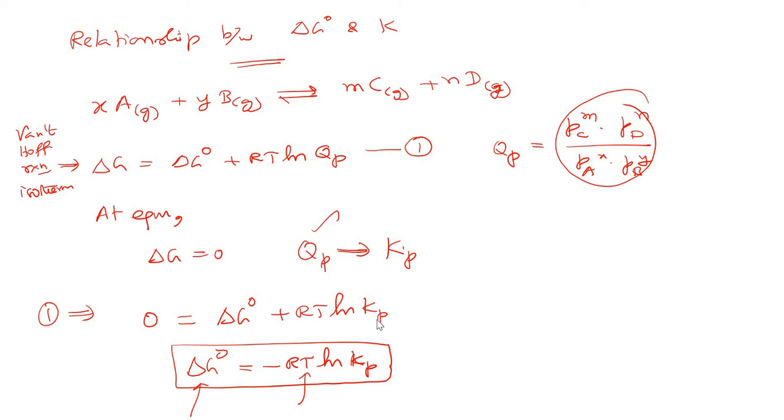Now suppose a reversible reaction, a similar type of reaction, occurs in a cell. Suppose I consider a cell reaction which occurs like this, say X moles of A react and form Y moles of B. Suppose I consider a cell reaction like this. Initially this reaction is a reversible reaction.